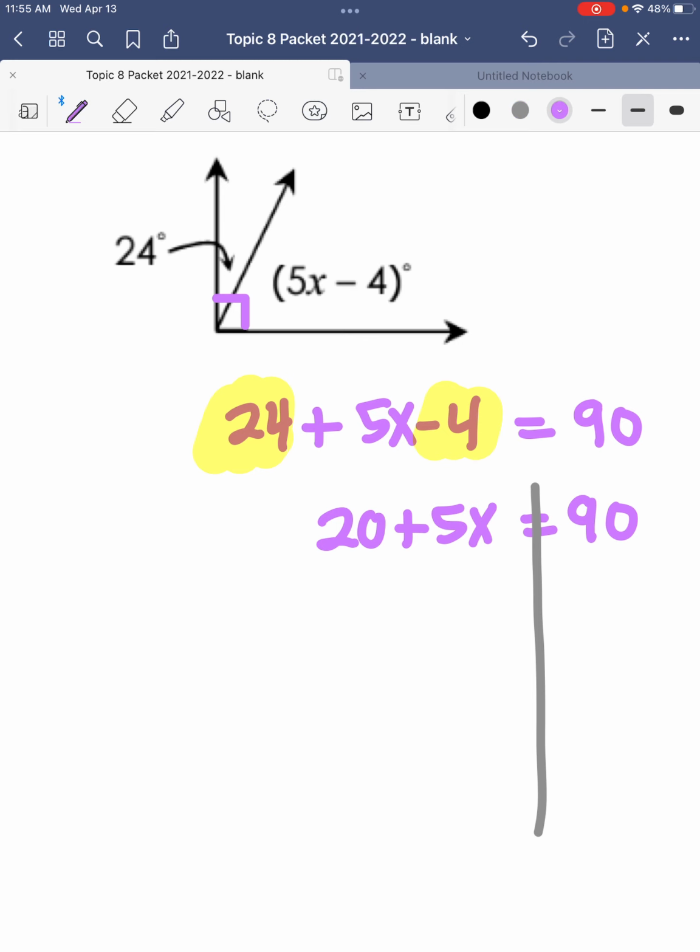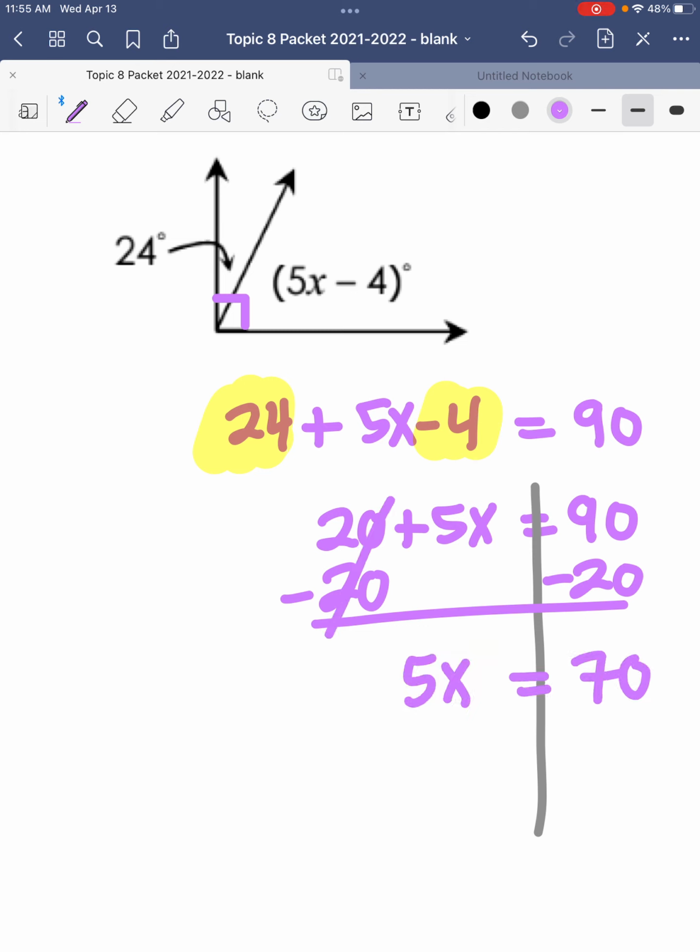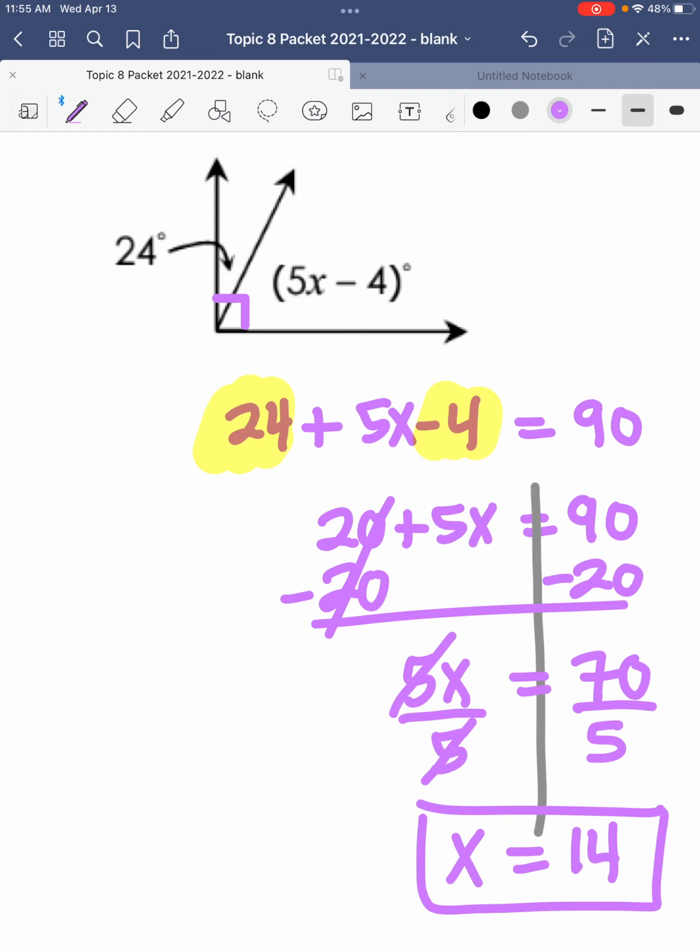We're trying to get that x by itself. So I need to undo this 20 first. Well, what kind of 20 is that? It's a positive 20. So we are going to subtract 20 on both sides. 20 cancels out, 5x comes down, and 5x equals 70. Now to get that x by itself, divide by 5 on both sides. So x equals 14. And that's my answer.